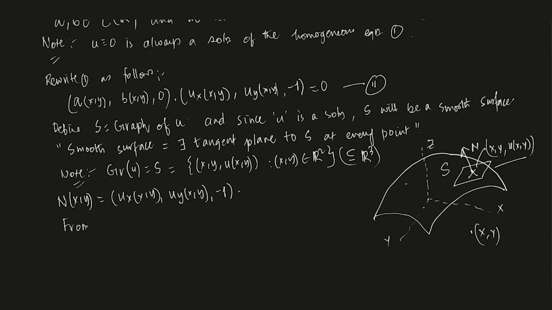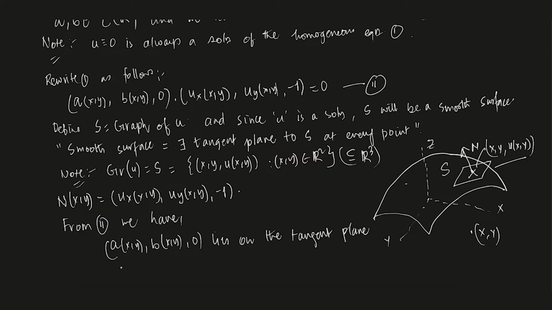So from 2 we have that (A, B, 0) lies on the tangent plane of S at (x, y), right? At that point (x, y, u of x, y).